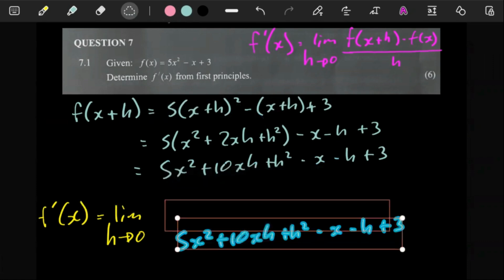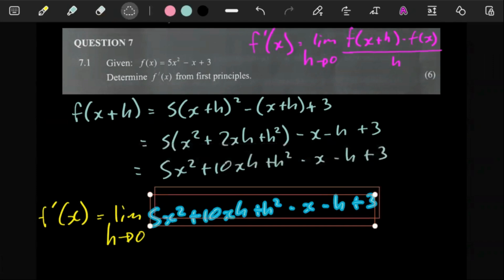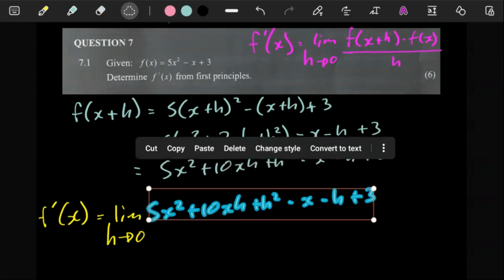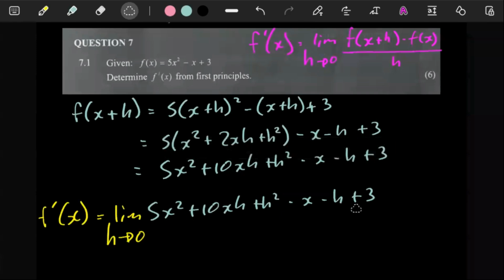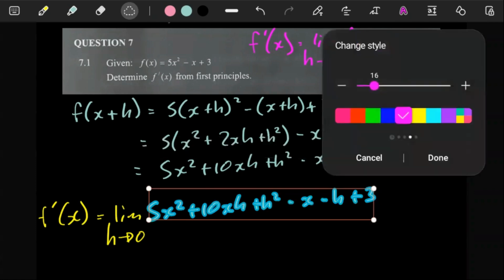Let me paste this thing here. Let's see what we're gonna do. What you're gonna do when they come for you. So this is what you need to keep in mind. This whole thing here, right? This is what the whole f(x + h) is equal to.